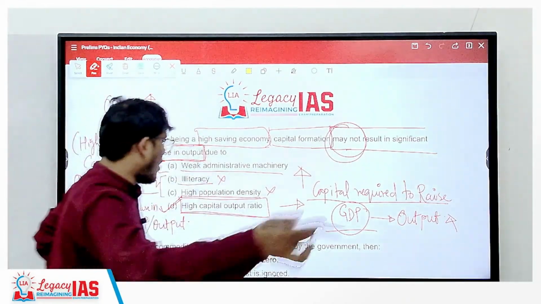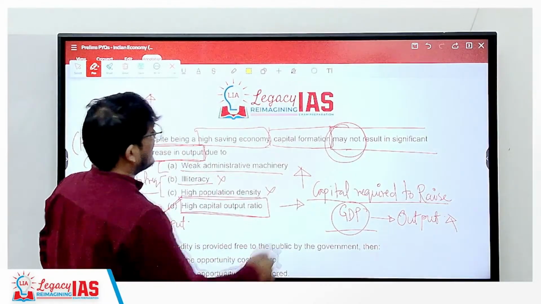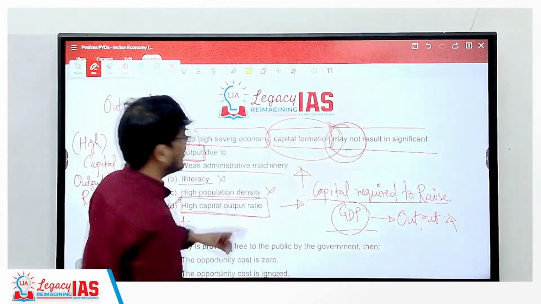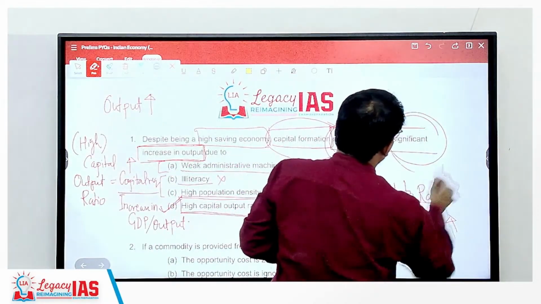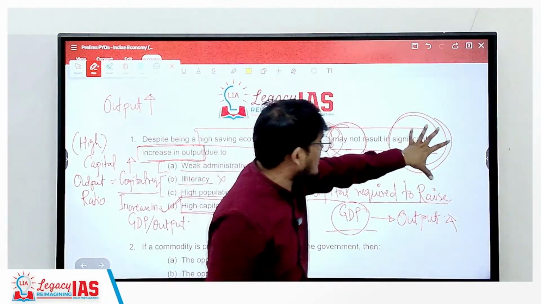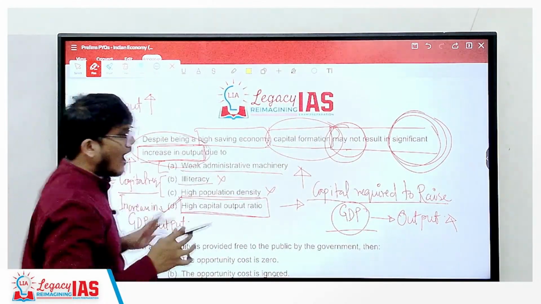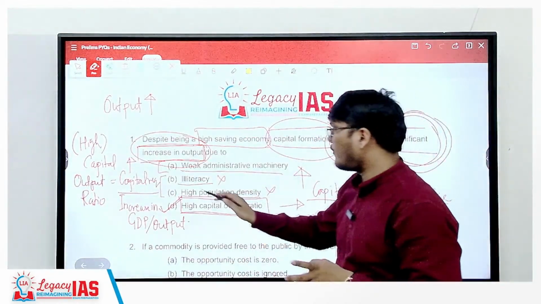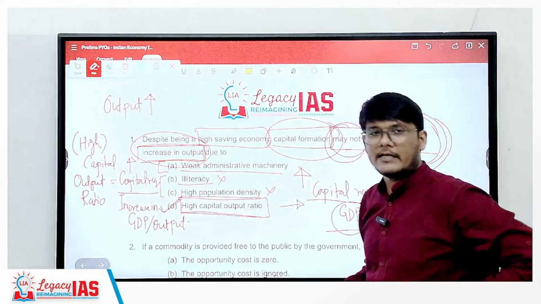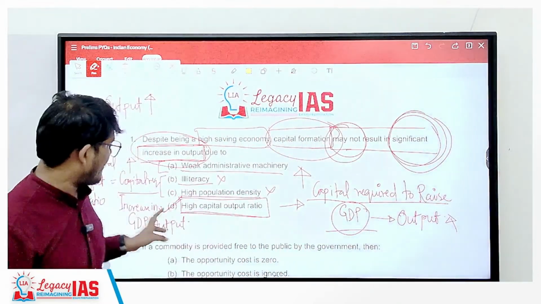So if a high amount of capital is required to increase the output, then what will happen? Even with the capital formation, it may not result in a significant increase. There may be some, but it may not result in a significant increase in the output. Is that clear? With the help of logic, of course, we were able to eliminate these two very clearly, but this is a very basic concept. You should know it. High capital output ratio.